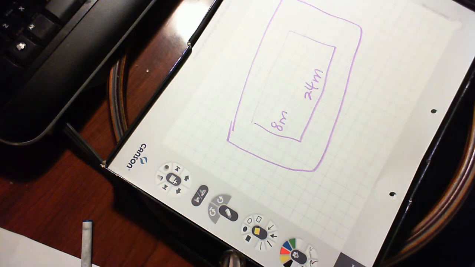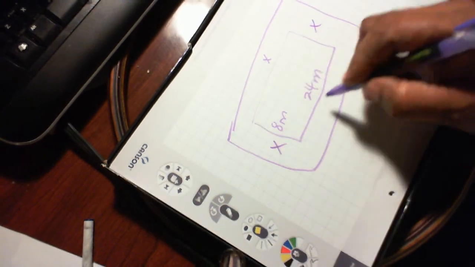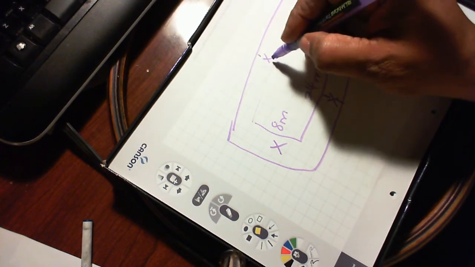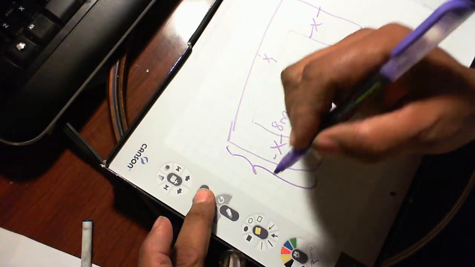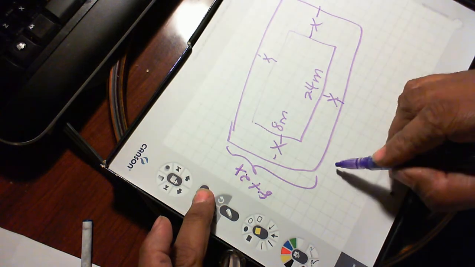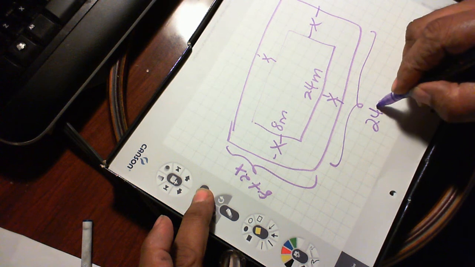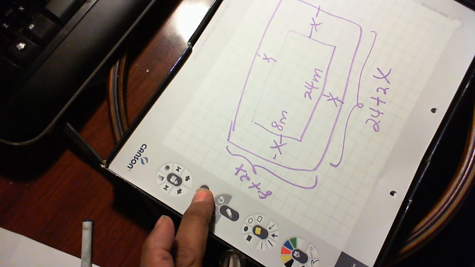So let's say the path is x. Let's say the path is x. Okay, this path is x, x, x, x. So this is the path, right? So what is this? This is 8 plus 2x, right? What is this? This is 24 plus 2x. So we add this x to the 24.